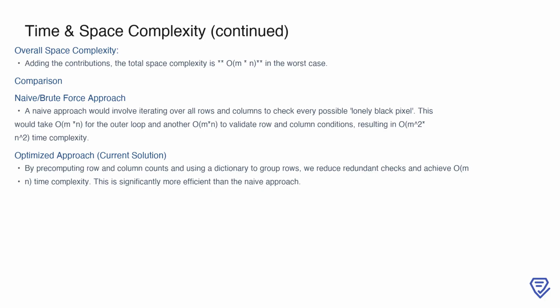By contrast, our optimized approach leverages pre-computed counts and a dictionary to group rows efficiently. This reduces redundant checks and achieves an overall time complexity of O(m*n). The space complexity, although still O(m*n), is a reasonable trade-off for the significant improvement in runtime.